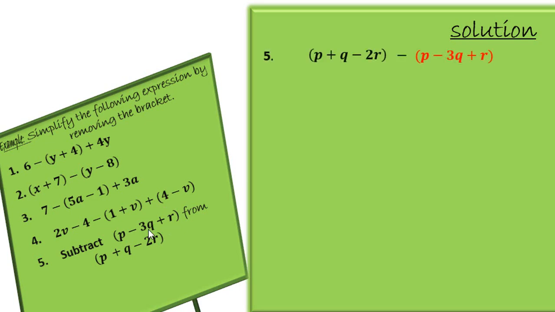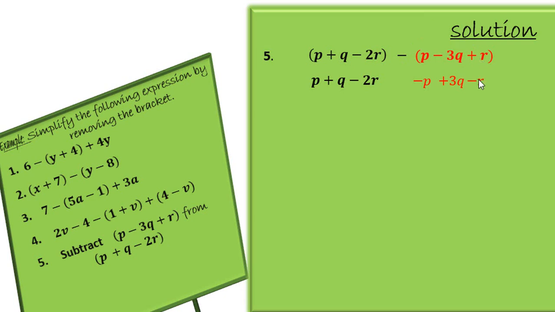So let's simplify this bracket. We don't need to dwell much on this. This remains the same thing. Then this will change because of this negative. So negative multiplying p becomes a negative p. Negative multiplying plus 3q becomes a positive 3q. Negative multiplying plus r becomes a negative r. Let's try and collect like terms.